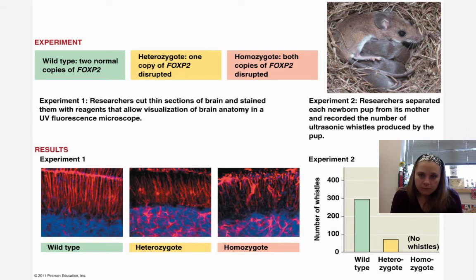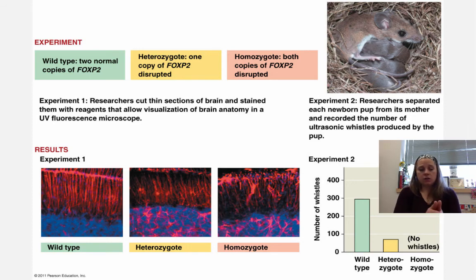In the second experiment, researchers separated each newborn pup from its mother and recorded the number of ultrasonic whistles produced by the pup. Although it sounds kind of sad to think of little mice crying for their mommy. The wild type, which had 2 normal copies, gave out huge amounts of whistling, crying far more often than the heterozygote. And in the homozygote, the mutant, there were no whistles at all.